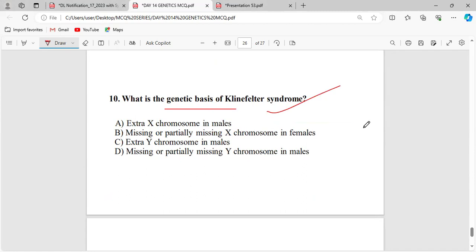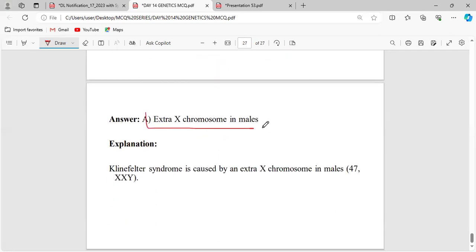What is the genetic basis of Klinefelter syndrome? Extra X chromosome in males, missing or partially missing X chromosome in females, extra Y chromosome in males, missing or partially missing Y chromosome in males. See, you always tend to confuse Turner syndrome and Klinefelter syndrome. So you have to make sure that you know the difference between these two. In Turner syndrome, there will be a missing or partially missing X chromosome in females, but in Klinefelter syndrome, there will be an extra X chromosome in males, right?